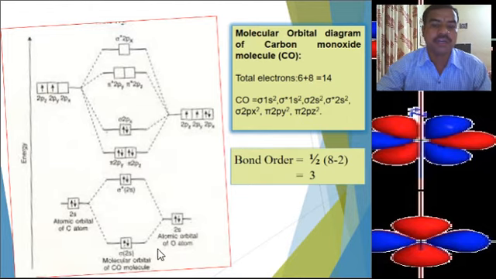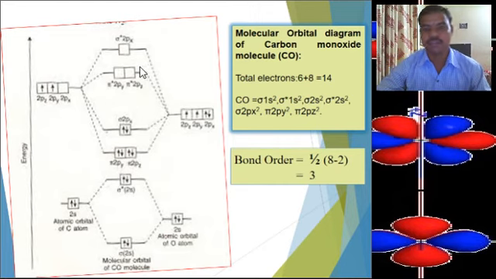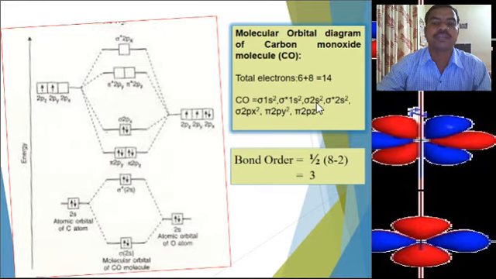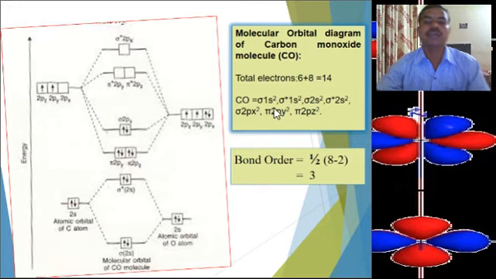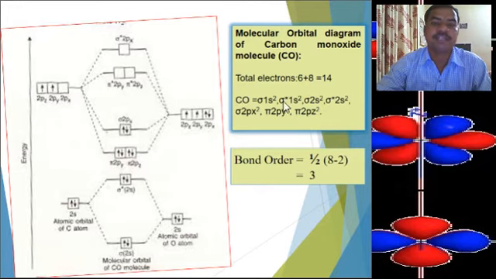In the molecular orbital diagram of carbon monoxide, the electronic configuration is sigma 1s2, sigma star 1s2, sigma 2s2, sigma star 2s2, sigma 2p2, pi 2p2, pi 2p2. The total number of electrons present in the CO molecule is 14, and the total number of valence electrons in carbon monoxide is 11.